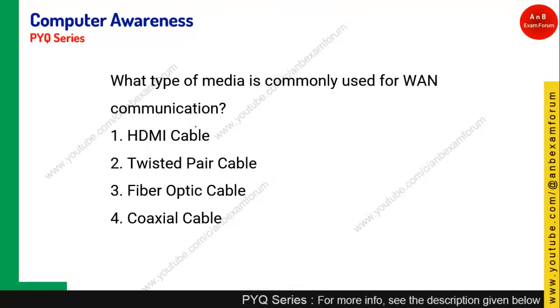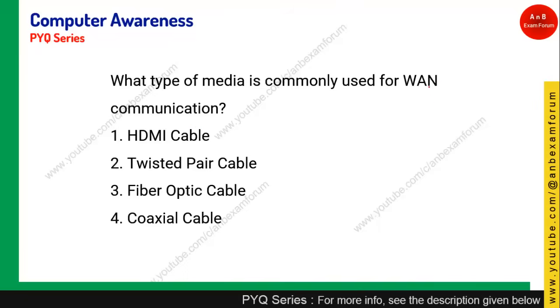Let's see the next question. What type of media is commonly used for WAN communication? What is WAN? It is wide area network. In the networking class we are going to see the different types of LAN, MAN, WAN. And what type of media is commonly used for wide area network? The most appropriate one is fiber optic cable.